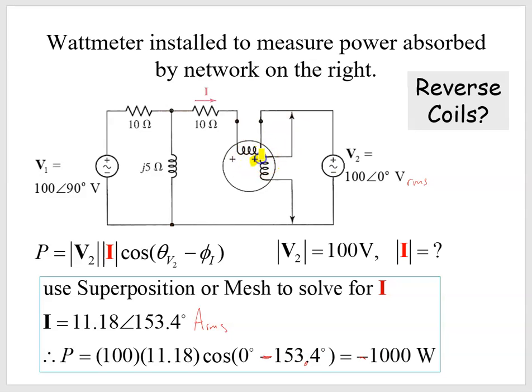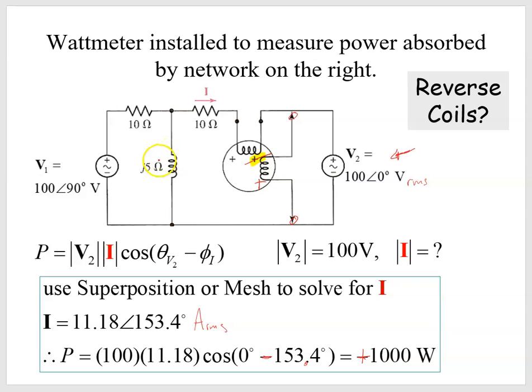We'd have to flip it. Essentially, we'd flip these two cables just like we would with a regular voltmeter. And then we would get this reading to read positive 1,000 watts. So what we'd find is that this voltage source here is in fact delivering 1,000 watts of power.